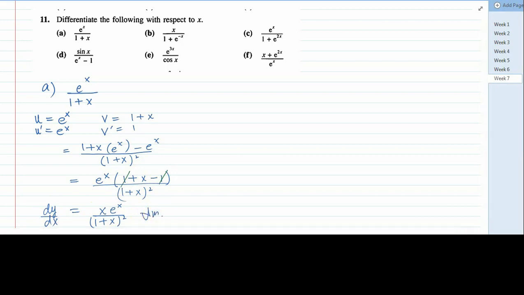After part A, let's start with part B. We say that x divided by 1 plus e to the power minus x. So give it a try. You have a time of 2 minutes and then I will explain. So start.